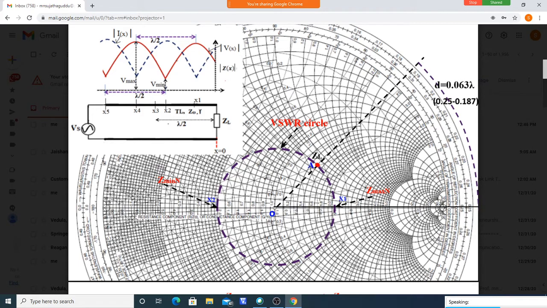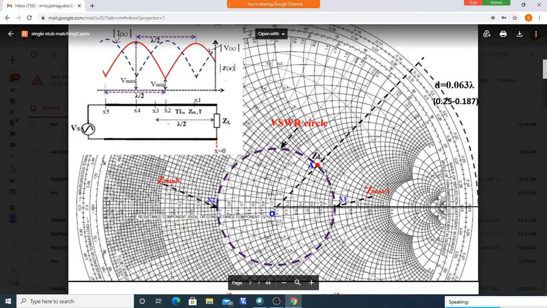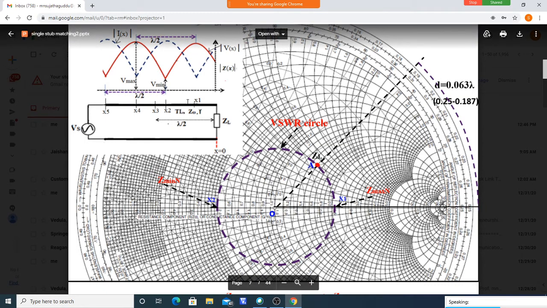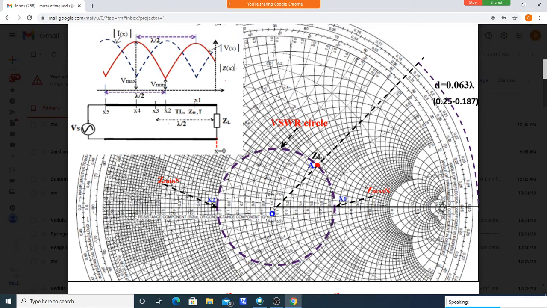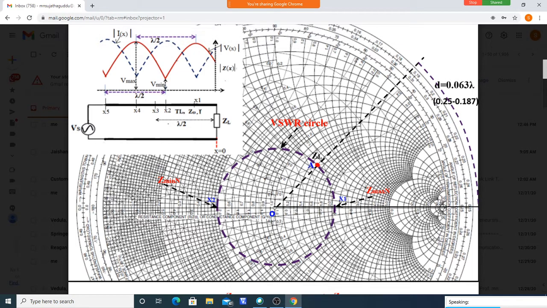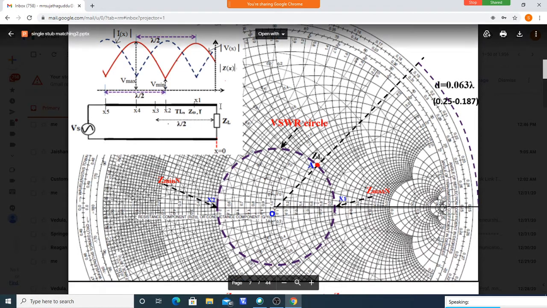Okay, this is a load point. So from the load point, you move towards the generator like this. Okay, impedance changes. That is, moving on a transmission line towards the generator is nothing but moving on the VSWR circle on the Smith chart. You marked a load point, that is here.